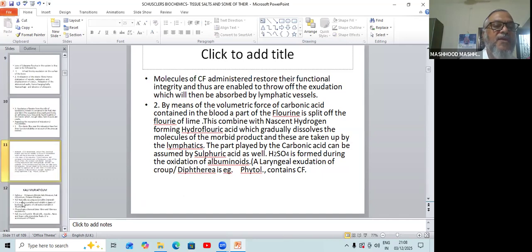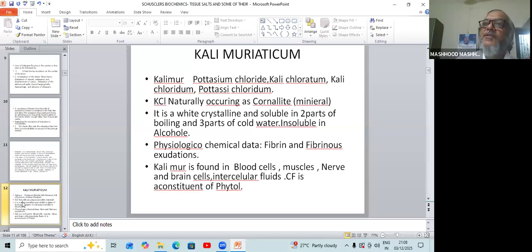This much of calcarea fluor, then kali mur. What is kali muriaticum? Kali mur is potassium chloride, kali chloratum. That is kali chloridum also. These are all the other names of potassium chloride. Calcium chloride, KCl, naturally occurring as carnallite. That is a mineral substance from nature. Potassium chloride.